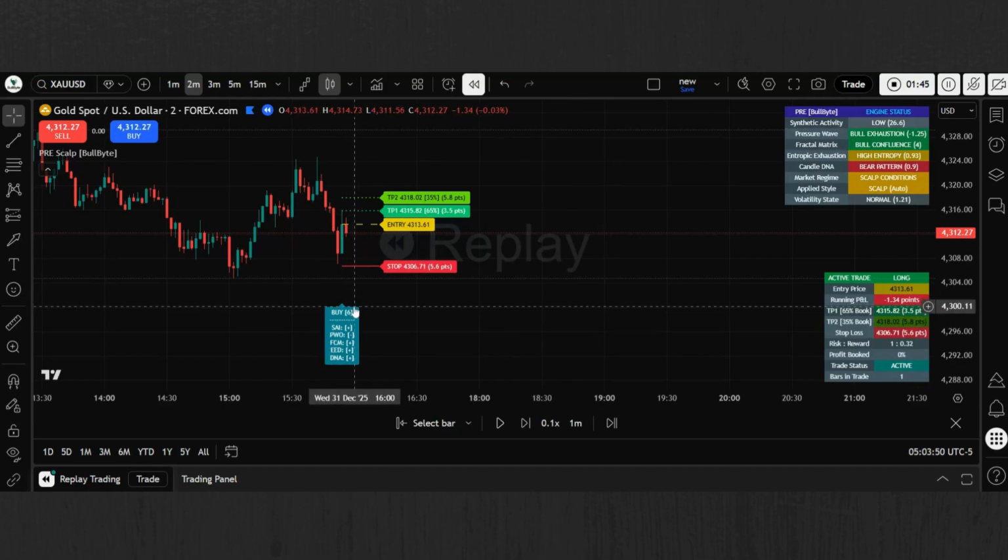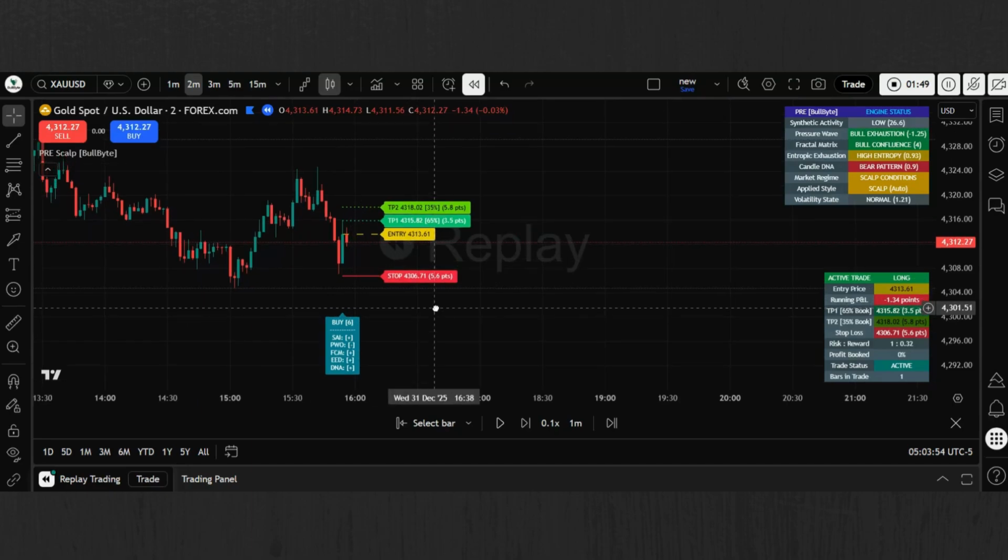That 6 represents confluence, 6 points of agreement across the engines. That is a solid entry signal. The trade panel at the bottom right tells you exactly what is happening and how the trade will proceed. You see the entry price, the TP1 level, the TP2 level, the stop loss, and the risk to reward ratio. As price moves, this panel updates in real time, showing your running profit and loss in points.